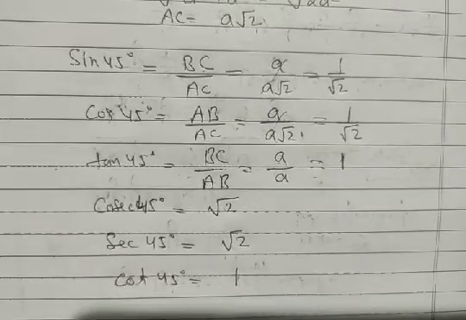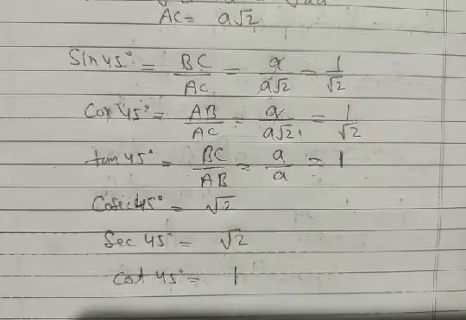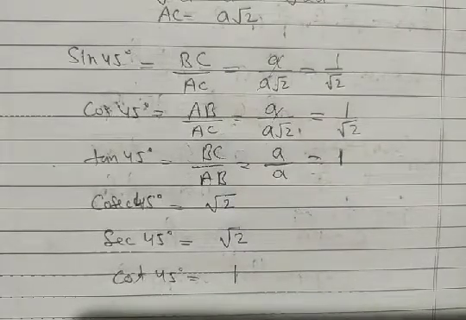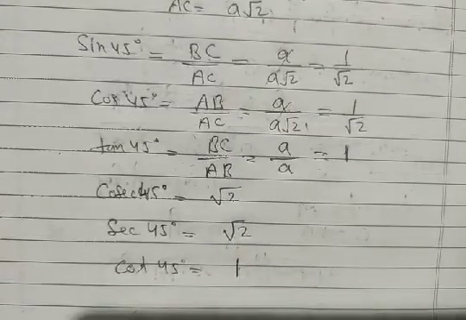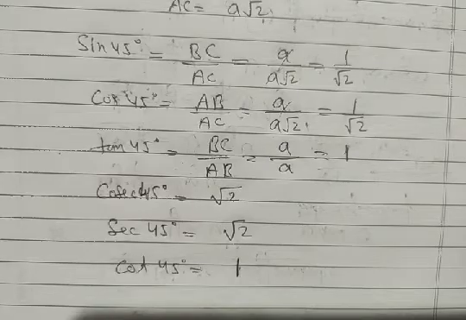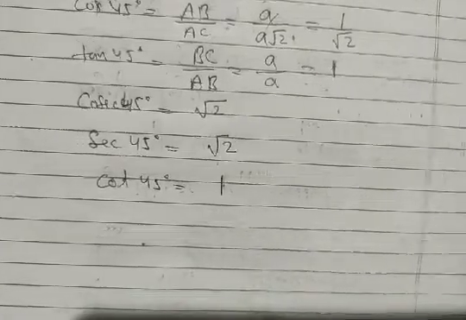What are the values? Our sine 45 degree is 1 by root 2. Our cos 45 is again 1 by root 2. Our tan 45 is 1. Cosec 45 is root 2. Sec 45 is root 2. And cot 45 is 1. These are the T ratios of 45 degree. Now we are going to move to find the T ratios of 60 degree.